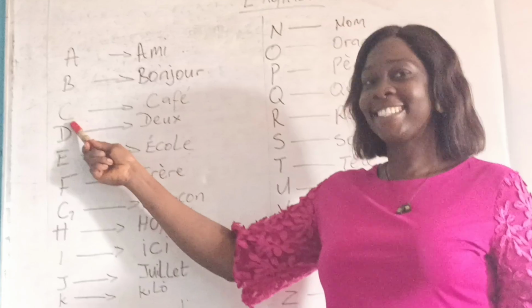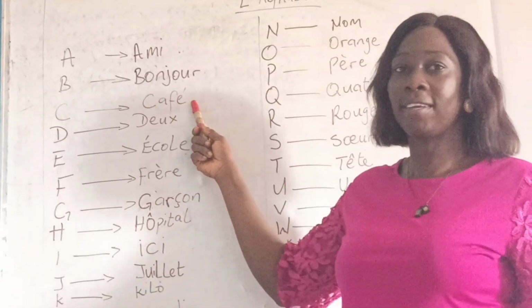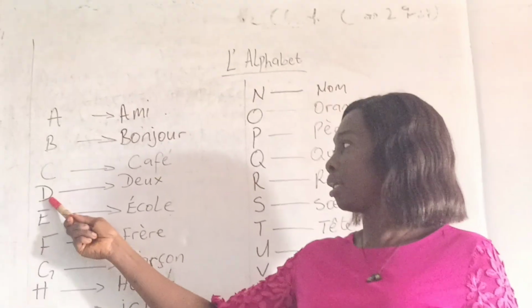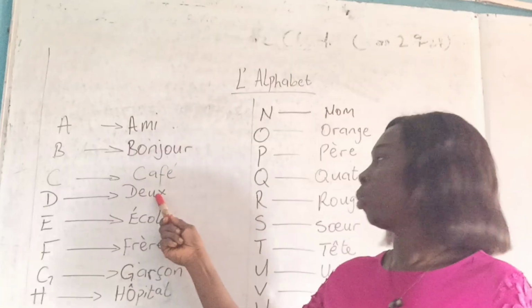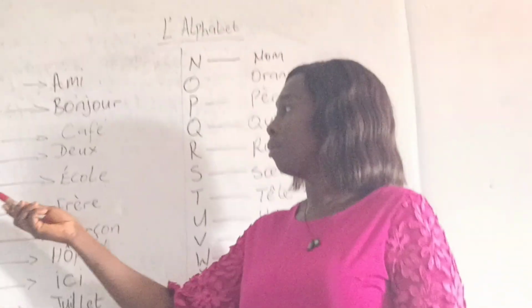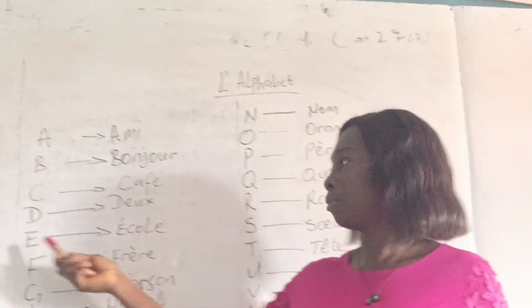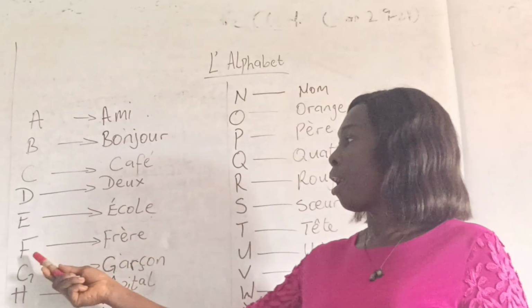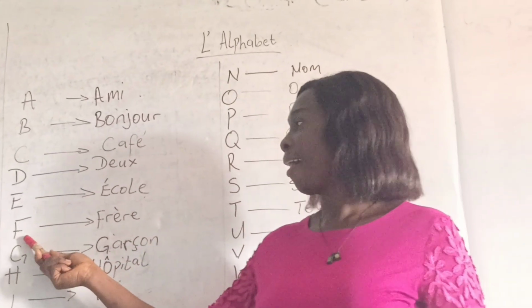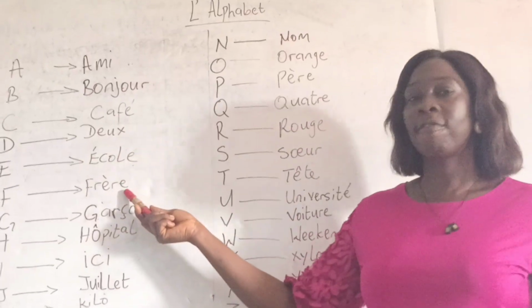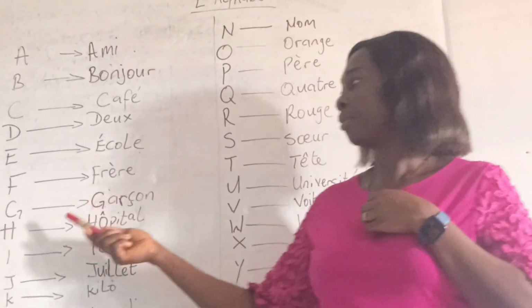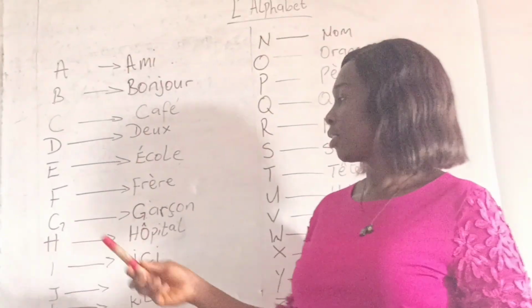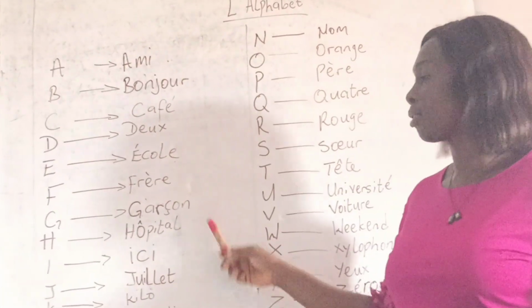C, that's café, coffee. D, that's deux, two. We have E, that's a call, for école. F, frère, that's brother. We have G for garçon. Garçon means boy.